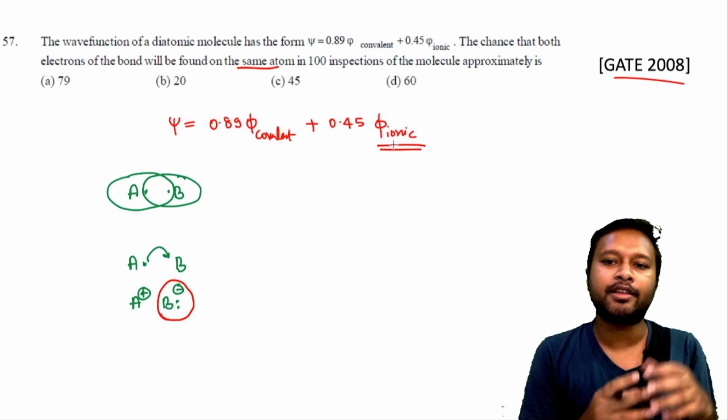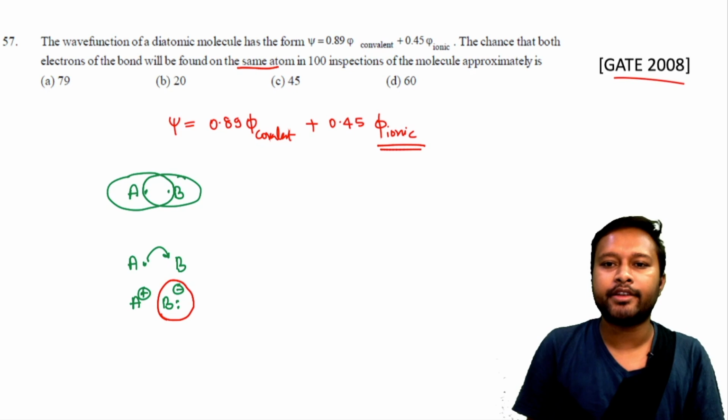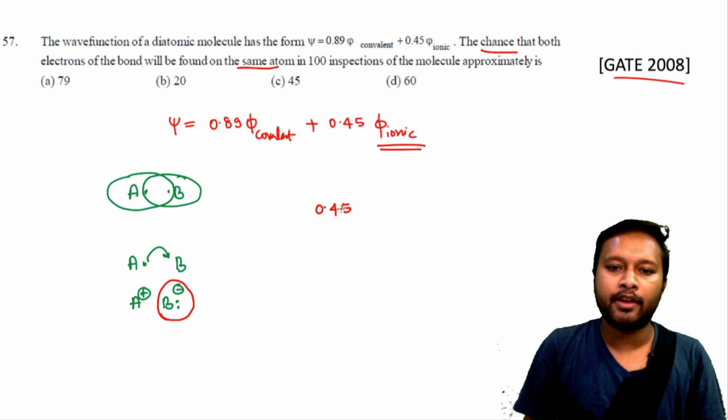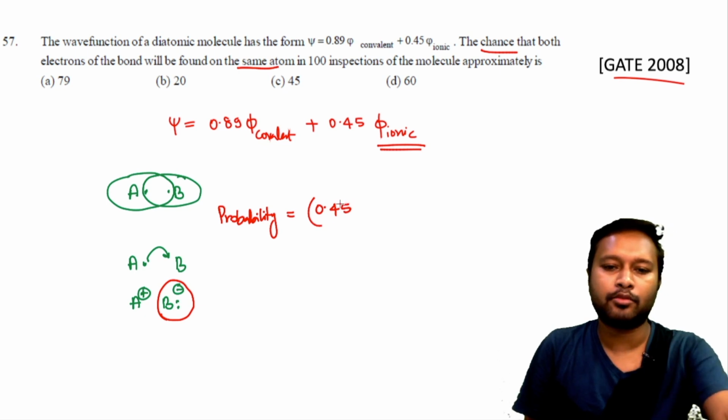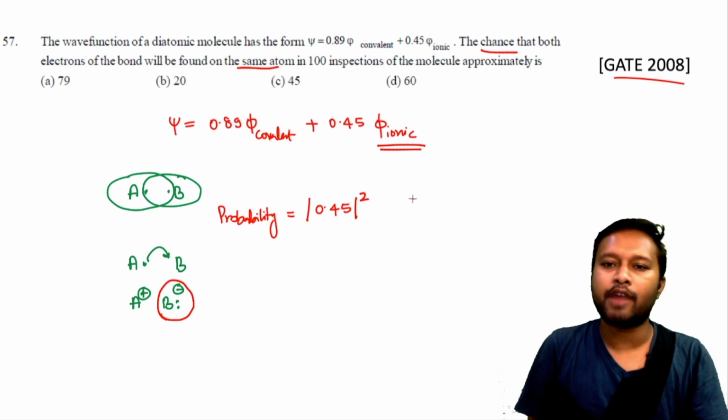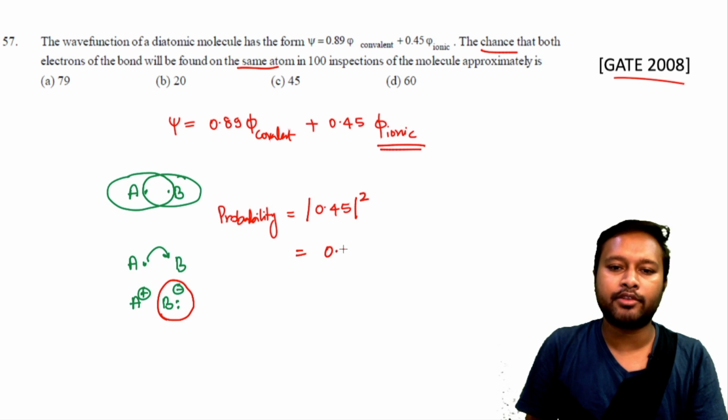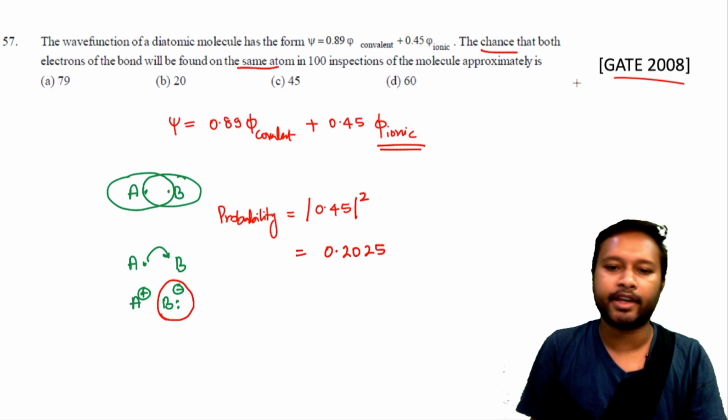Now they are asking the chance or the probability, right? Chance means probability. So how will you get the probability? That is going to be the coefficient. Now since the coefficient is 0.45, and I told you that the probability basically tells you the square of this, okay, so mod square of this. So just square this up, and you will get 0.2025. You can use your calculator because it's a GATE exam.